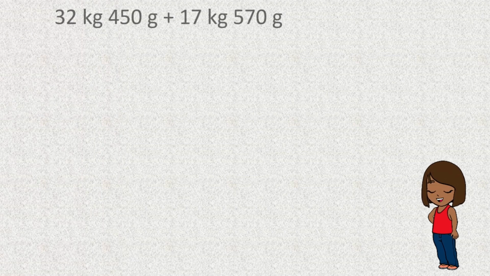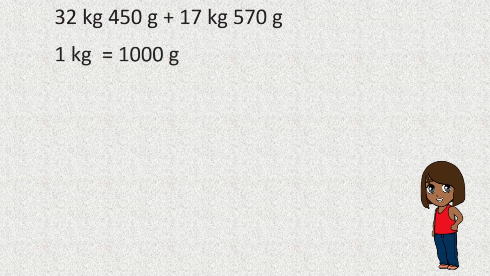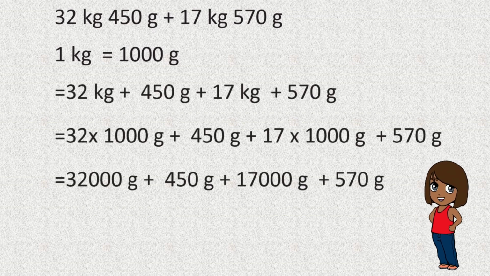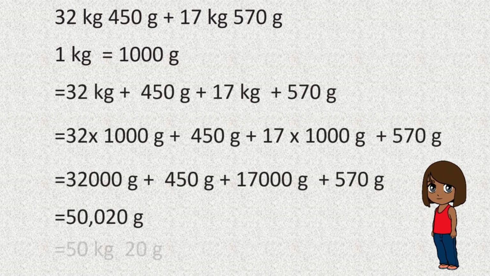Let's see a question. 32 kilograms 450 grams plus 17 kilograms 570 grams. How do you solve this question? Convert all units to the smallest common unit. In this case, convert all kg into grams by multiplying by 1000. In the end, you will get the answer in grams. This can be converted into multiple units if required.